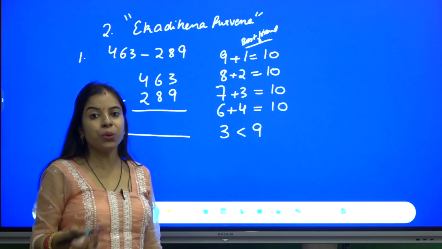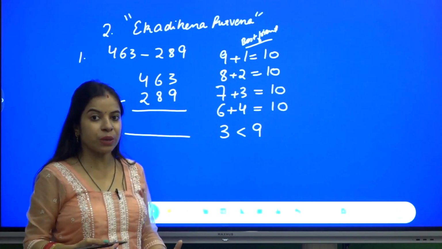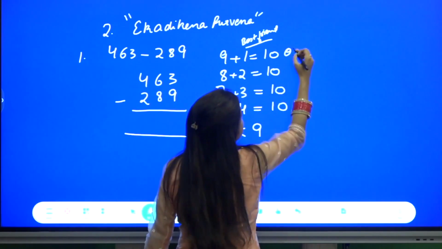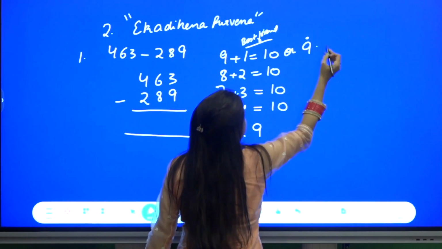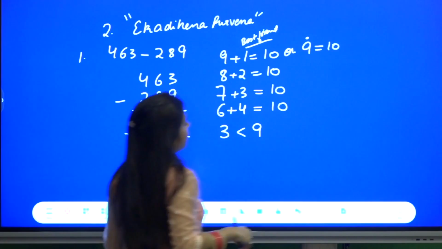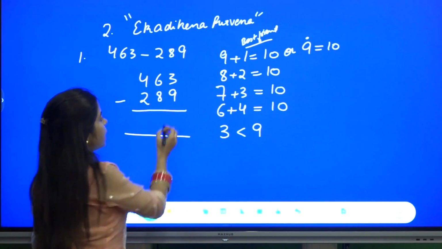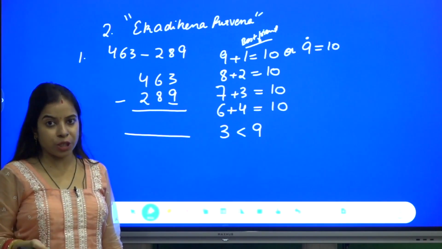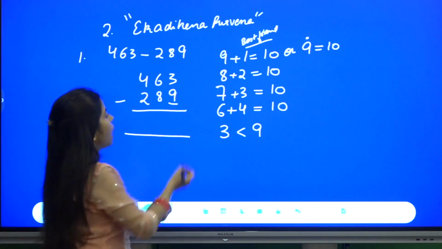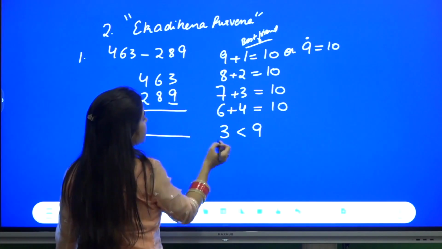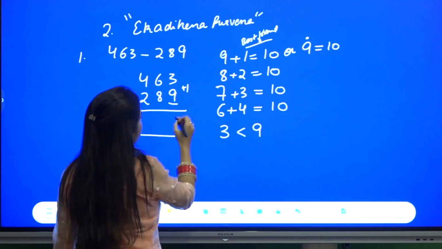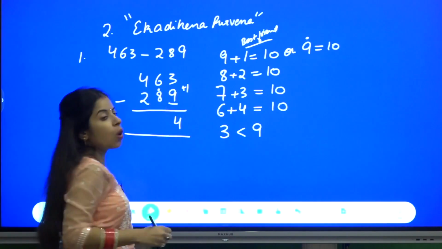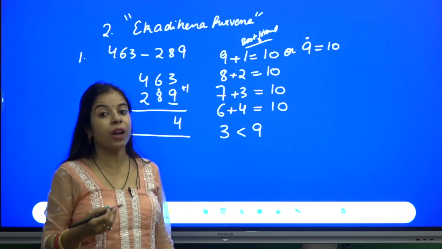So what we are going to do is use the best friend of 9. We know that the best friend of 9 is 1, or basically 9 dot will become 10. So instead of doing the operation with 9, we perform the operation with the best friend, which is 1. So 3 plus 1 is 4, and we put a dot here because we are using the best friend of 9.